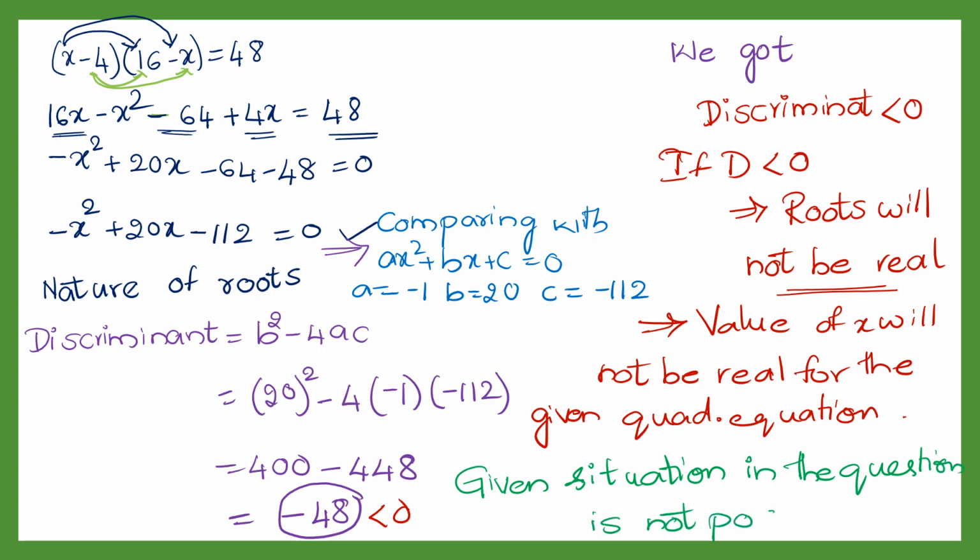They ask us to find the present ages only if the situation is possible. Here the situation is not possible, so we need not find the present ages. How did we know whether the situation is possible or not? We found the discriminant for the quadratic equation. By finding the discriminant, we are able to know whether the given situation is possible or not.